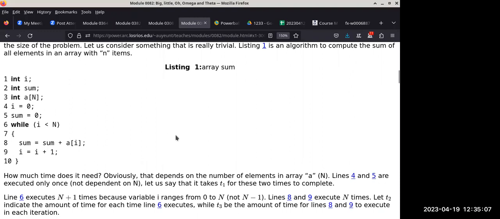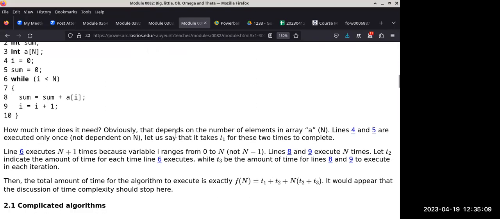So when we factor all of that, we can come up with an equation like this one, where T1 is, I'm going to have to go back and look at my notation here. T1 refers to the amount of time taken by line 4 and line 5. T2 is the amount of time taken by the comparison, which is on line 6. And then T3 is the amount of time taken by line 8 and line 9.